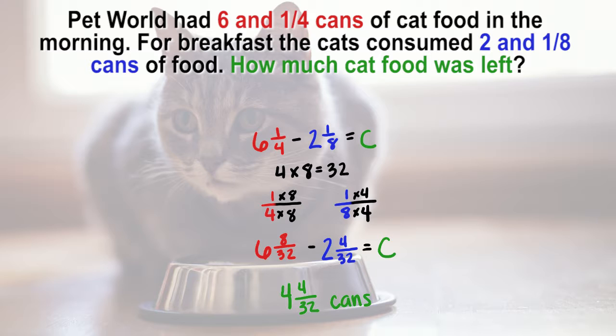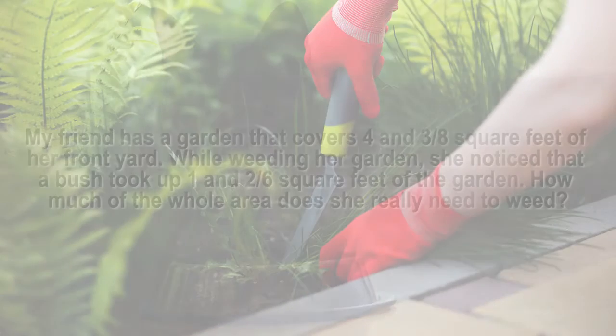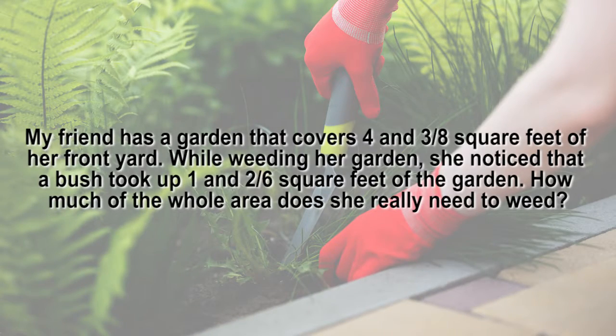There are multiple ways to subtract these mixed numbers. As long as the equations created are equivalent, the answers are correct. Let's try one more problem. My friend has a garden that covers 4 3/8 square feet of her front yard. While weeding her garden, my friend noticed that a bush took up 1 2/6 square feet of the garden. How much of the whole area does she really need to weed?